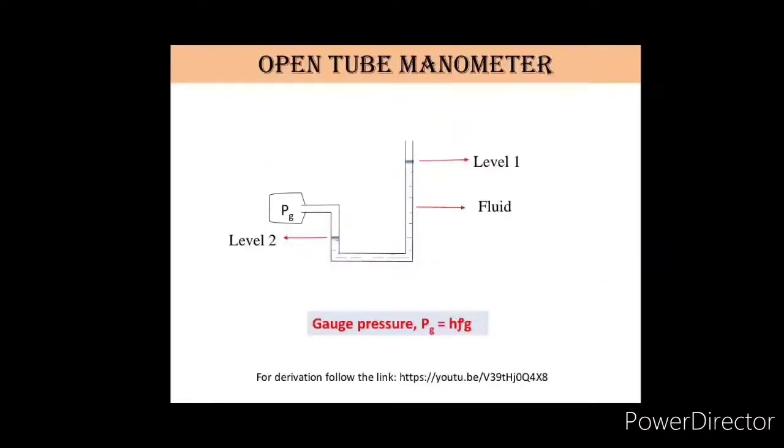Next is open tube manometer, which is useful to determine the gauge pressure, which is given by H rho g. In this, we require a U-shaped tube which is open from one side and the other end is given to the container, for which we have to determine the gauge pressure. For its derivation, please follow the link.